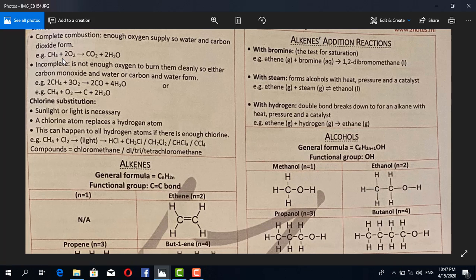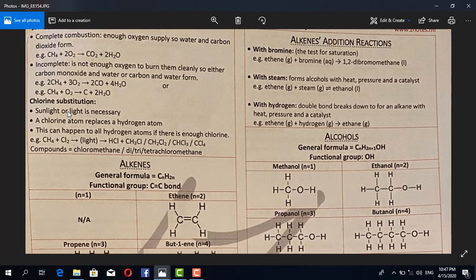Meanwhile, in the incomplete combustion, there is not enough oxygen to burn them cleanly. So either carbon monoxide, which is a toxic gas, and water, or carbon and water form. So with an insufficient amount of oxygen, we will have carbon monoxide, or carbon alone, with water.